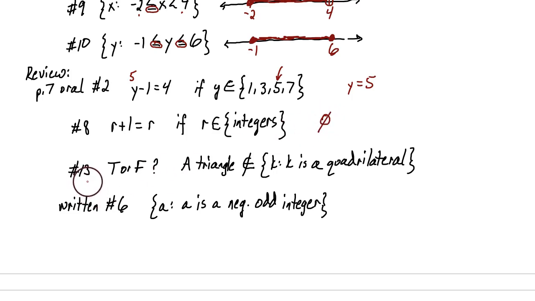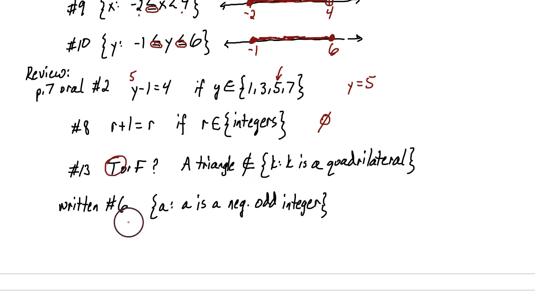Number 13 is a true or false question. Let's read this sentence and decide if it sounds true or false. A triangle is not an element of the set containing quadrilaterals. A triangle has 3 sides. Quadrilaterals are 4-sided shapes. The sentence is true.